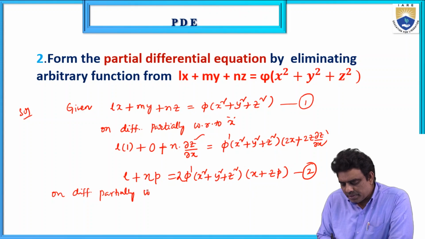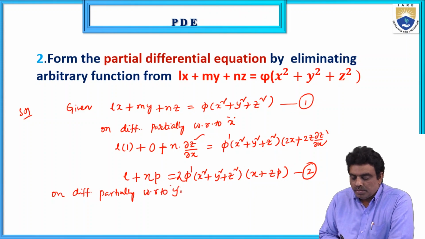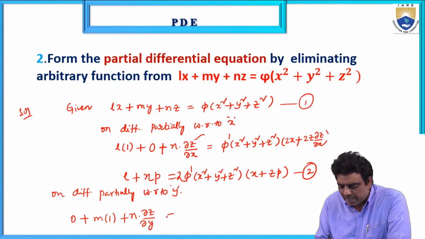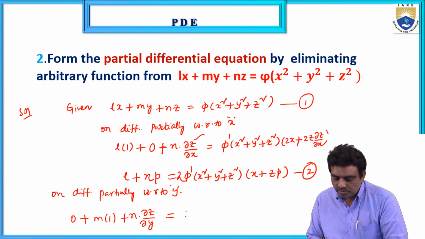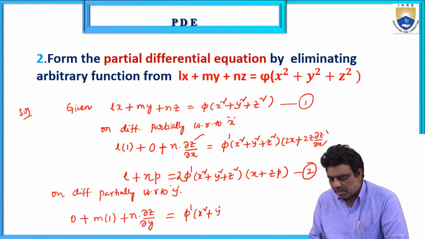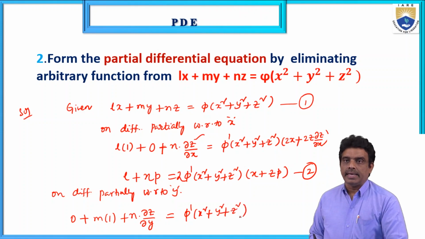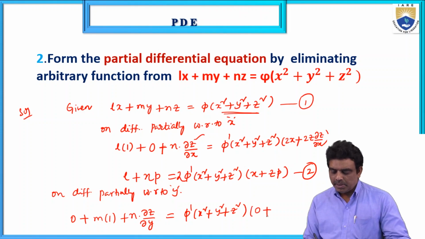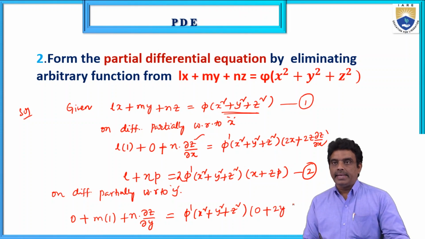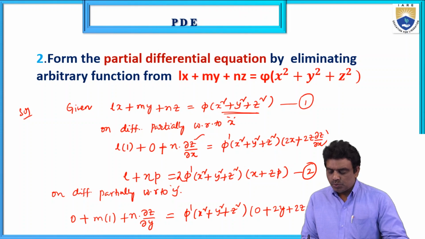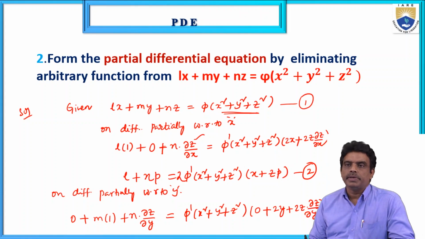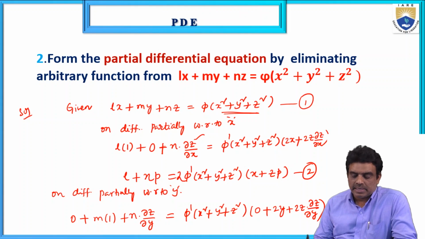Similarly, on differentiating partially with respect to y, so what you will get, first term 0 plus M into 1 plus N into z derivative dou z by dou y is equal to phi dash of x squared plus y squared plus z squared. So, on differentiating with respect to y, this term x squared term 0 plus y squared term derivative 2y and z squared, what you will get 2z into dou z by dou y. Because we are differentiating partially with respect to y, and moreover z is a function of x and y.